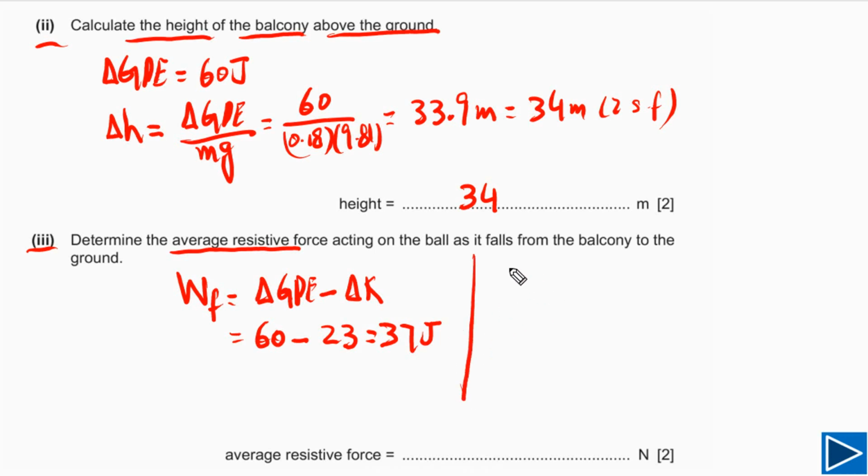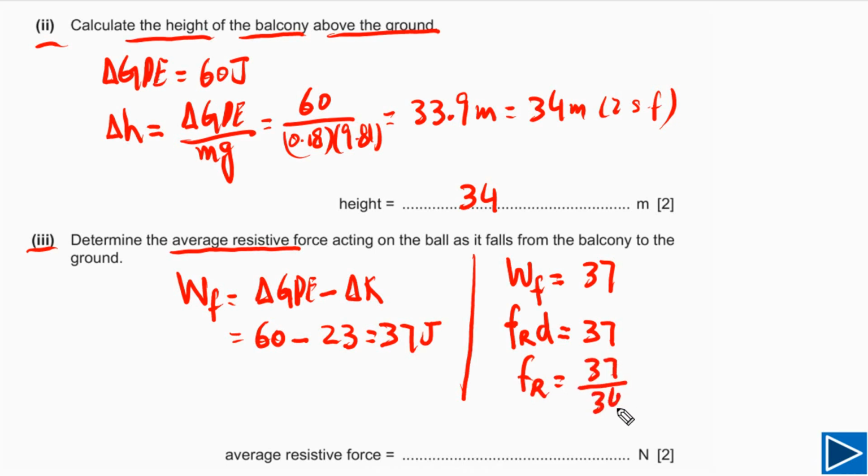Now we have the work done by resistive forces, so we can calculate the average resistive force acting on the ball. Work done by resistive forces is equal to the average resistive force times the distance, and this is equal to 37. So we can write down average resistive force is equal to 37 by 34, because this is the distance traveled by the ball. If we solve for this, our final answer will be 1.1 newtons. So this is the magnitude of the average resistive force.